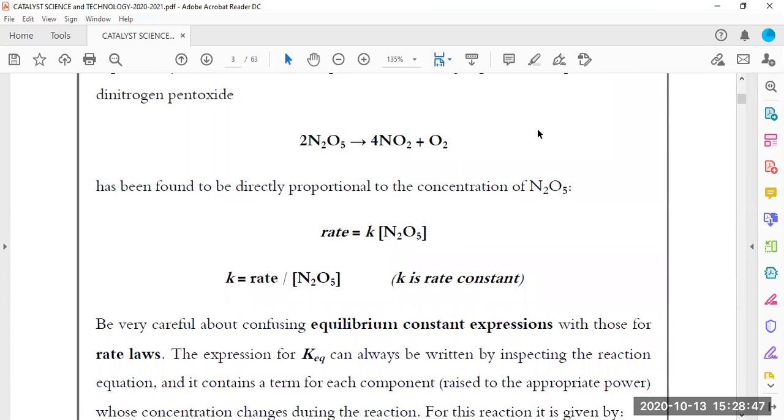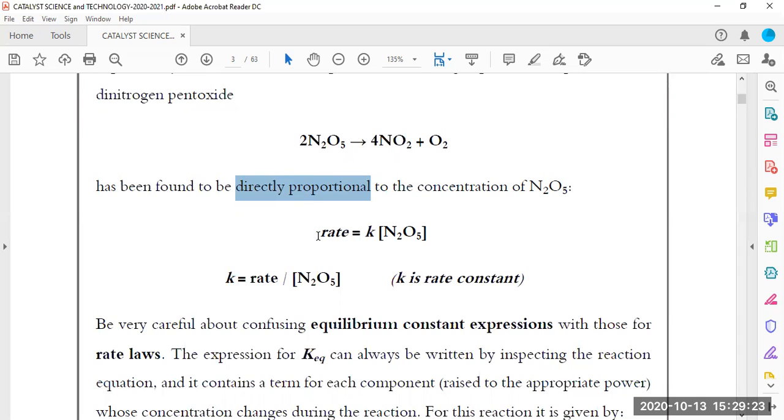For this reaction, we notice that the rate is directly proportional to the concentration of dinitrogen pentoxide. It means a higher concentration of dinitrogen pentoxide means a higher rate of decomposition. So there's a relationship between the concentration of N2O5 and the rate of decomposition.